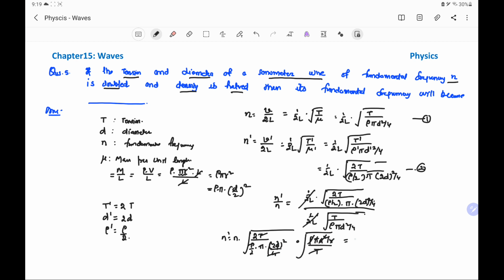Therefore, we will have square root of 2 divided by (1 by 2 into 2 square, that is 4). So this gets 2 over 2, that is 1. So we will have the fundamental frequency in the new case the same as the earlier case. So n dash will be equal to n. This is the answer.